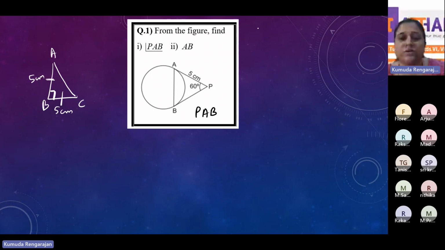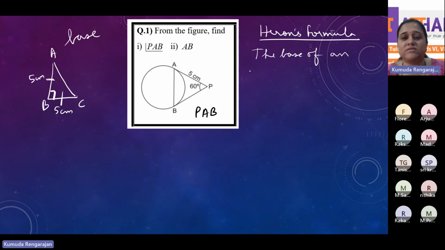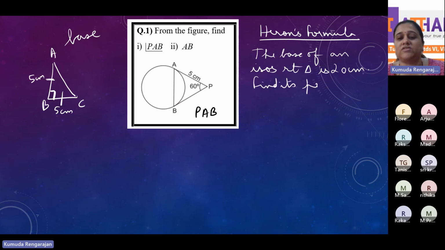Okay, so we have come across this term in the chapter Heron's formula in 9th standard. This is a very crucial, simple yet very crucial question where we tend to go wrong. The question will be like this: the base of an isosceles right triangle is, say, 20 centimeters. Find its perimeter.